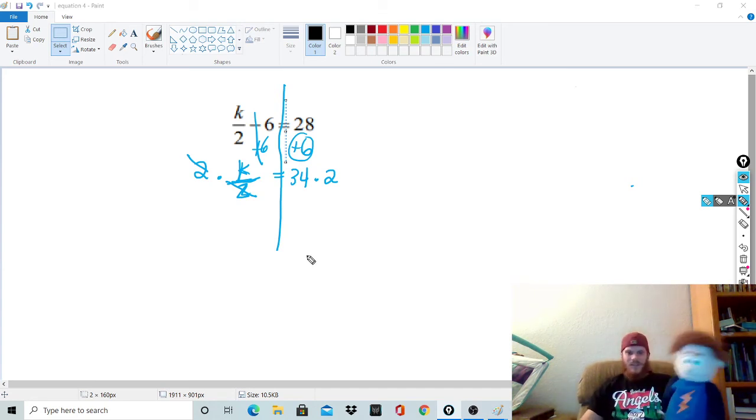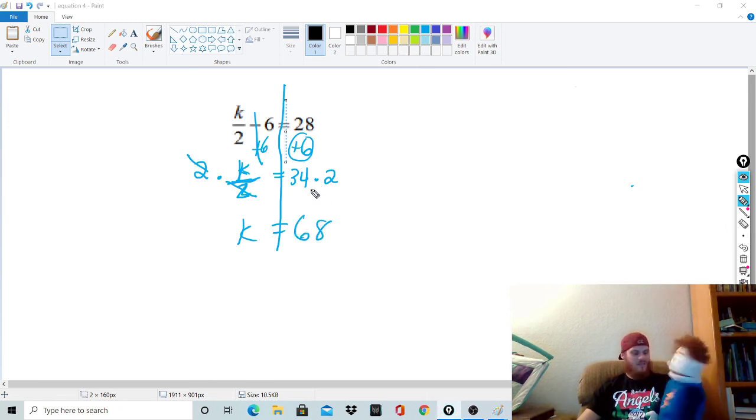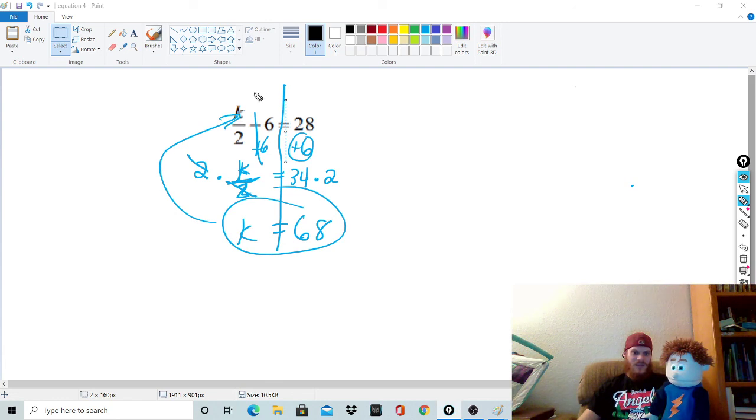So, what's left over here? Okay. Good. And over here? 68. Good math. 34 times 2 is 68. So that shows me that if I were to take 68 and put it right here where k is, I would get 68 divided by 2, which is 34. Take away 6 is 28. You got it. You nailed it.